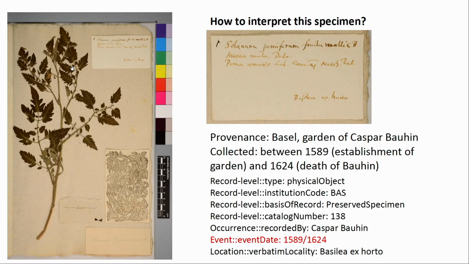In some ways, it's fairly easy. Like, for instance, this specimen of Caspar Bauhin. There's a name, Solanum pomiferum fructo mollis, which is an old name for tomato. This is indeed a tomato plant. There's some synonyms, and then it says Basilea ex horto. That means Basel, from the garden. So by reading this, we can interpret the provenance as Basel, the garden of Caspar Bauhin, which means it was collected after that garden was established and before he died. So that gives a range. And we use the field event date to capture a range for the collection. And we still enter the verbatim information as well.